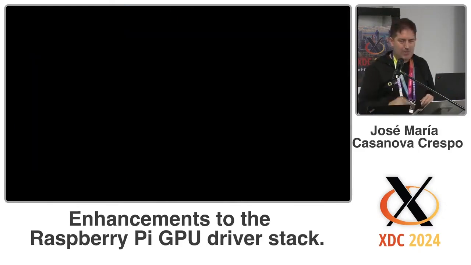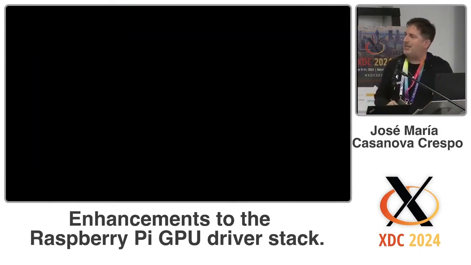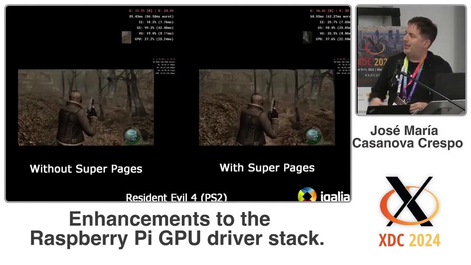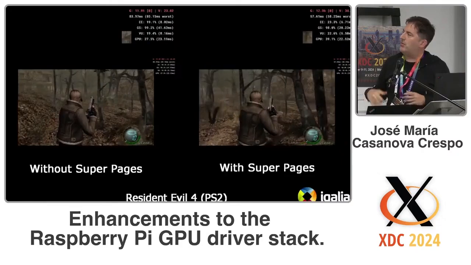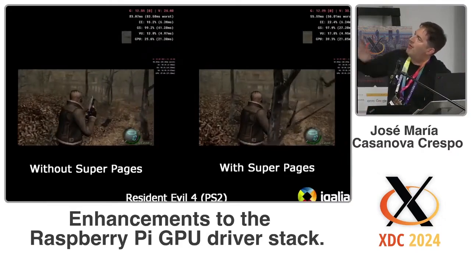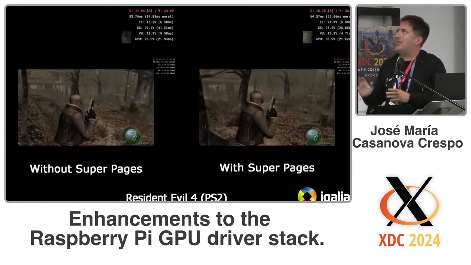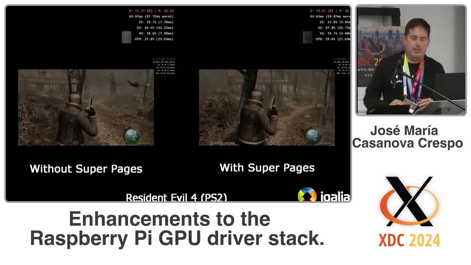The other example I have is Resident Evil 4, where we can see that on the left, with super pages support, the transition is more fluid. And if we check the frame rate, it's like a 60 to 70% improvement.